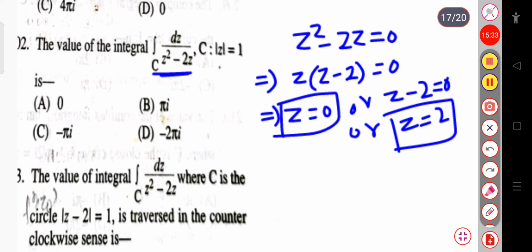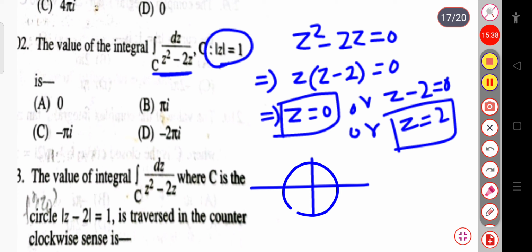Now if I apply this condition, that is mod z equal to 1, the radius of the circle will be 1 again. This is 1, this is minus 1, this is i, and this is minus i. You can say the radius of the circle is 1 if you take the magnitude, and here you see the 0 point lies within this circle, but the z equal to 2 point lies at this point, which is just outside the circle. Now you can calculate the residue of the function, or the integral, at the point z equal to 0, because for z equal to 2, the integral goes to 0.